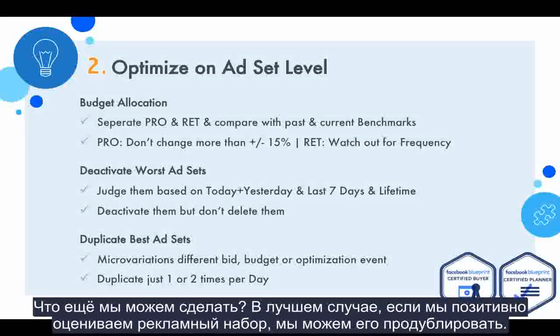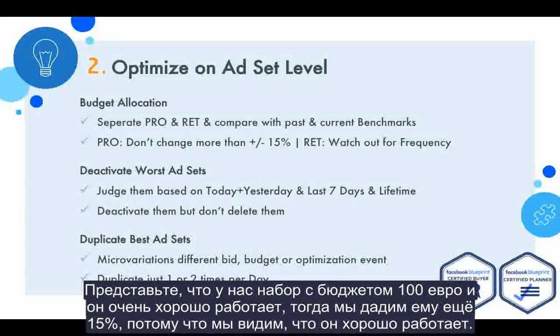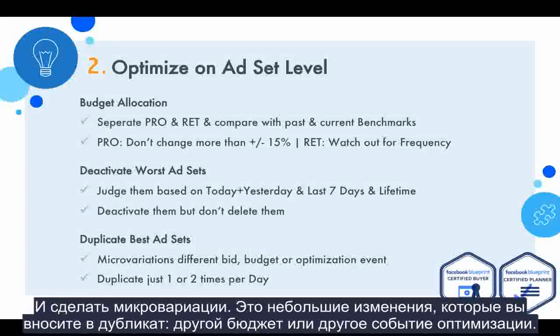What else can we do? In the best case, if it's an ad set that we judge as positive, well, then we can duplicate it and create some micro variations of this specific one, which is actually a good way to increase the budget by more than 15%. So imagine we're starting with an ad set with 100 euros and it works very nicely. Then we give it 15% more because we see that it worked nicely. However, if you want to already double the budget to 200, well, the best way would be to duplicate this ad set, make a micro variation out of it.